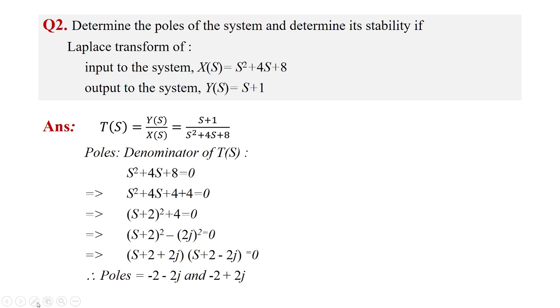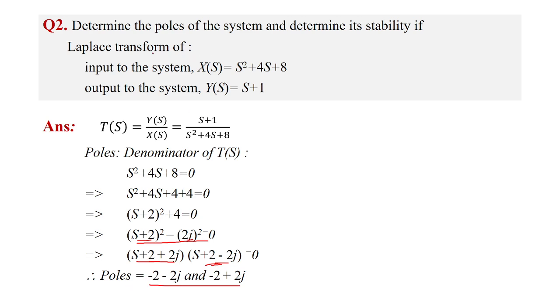By solving this, we will get s plus 2 in s as this. On solving this, it is similar to a square minus b square, so a plus b into a minus b. This can be written as a is s plus 2 and b is 2j. So s plus 2 plus 2j into s plus 2 minus 2j. So what are the poles? Poles will be minus 2 minus 2j and minus 2 plus 2j. So these are the poles.